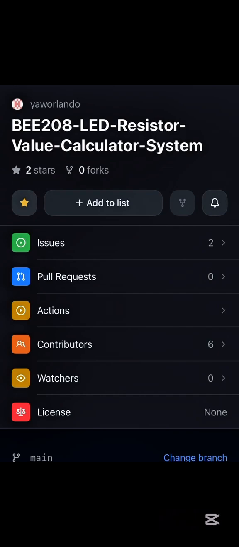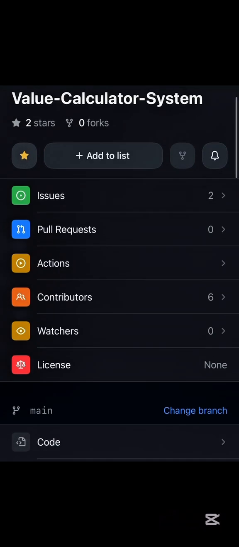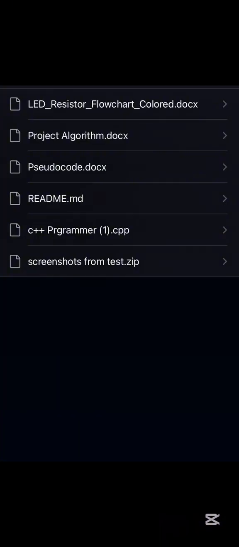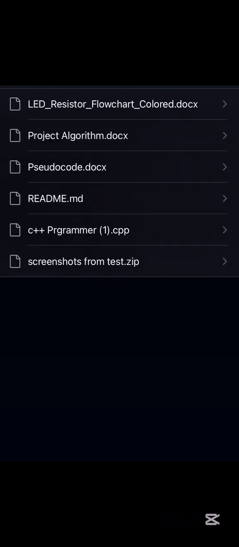So this is the GitHub repo. We have all our work pushed to this site. B208, the course code, and then the LED resistor value calculator system, which is the name of the repository. So we have everything in our repository. We have the flowchart in a Word document form, the project algorithm, the pseudocode as well, the readme markdown file, the C++ program itself, and then the screenshots from the various work that we have done.